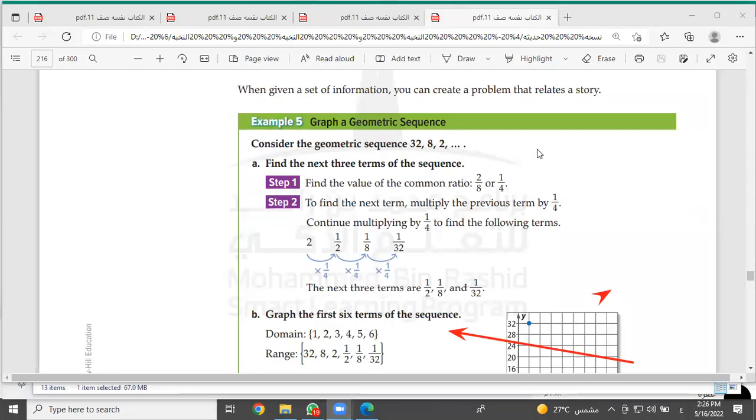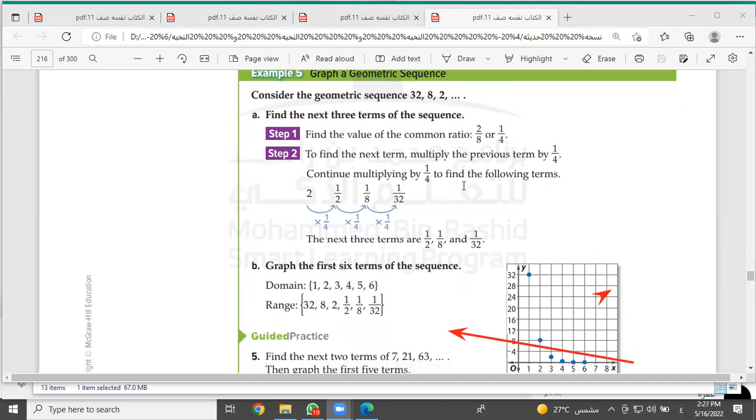How can you graph the geometric sequence? First of all, find the value of the common ratio. For example, 2 over 8 equals a quarter. Also 8 over 32 equals a quarter.